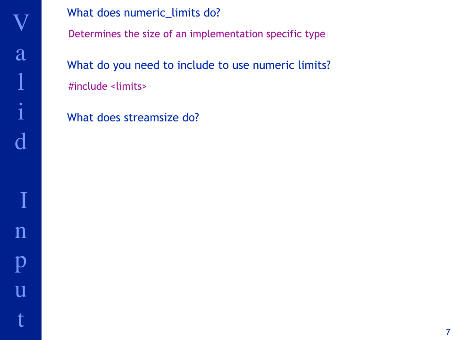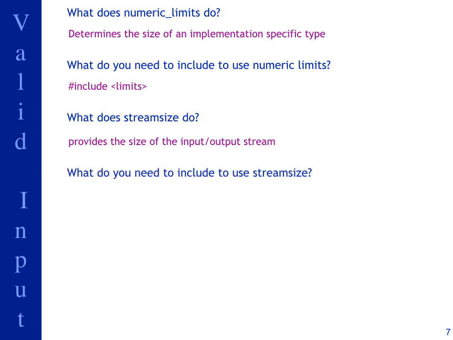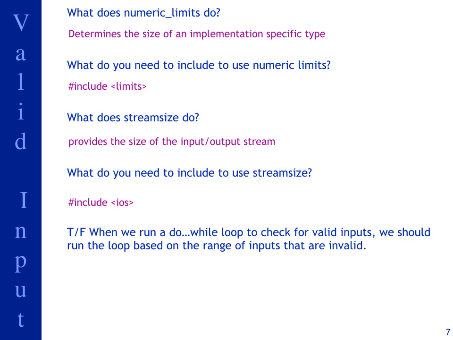What does streamsize do for us? Streamsize allows us to provide the size of the input or output buffer. So in conjunction with limits, we'll be able to find the maximum size that we need to extract if there is a mismatch. What do you need to include when we use streamsize? Right, we need to include ios.